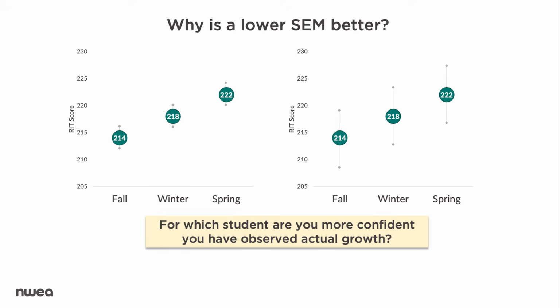Now look at the student on the right. Here the SEMs are much wider. That fall score of 214 could plausibly be as high as 222, and vice versa. That spring score of 222 could plausibly be as low as 214. In other words, we can't rule out that this student's scores haven't changed at all. This is why score precision matters so much.